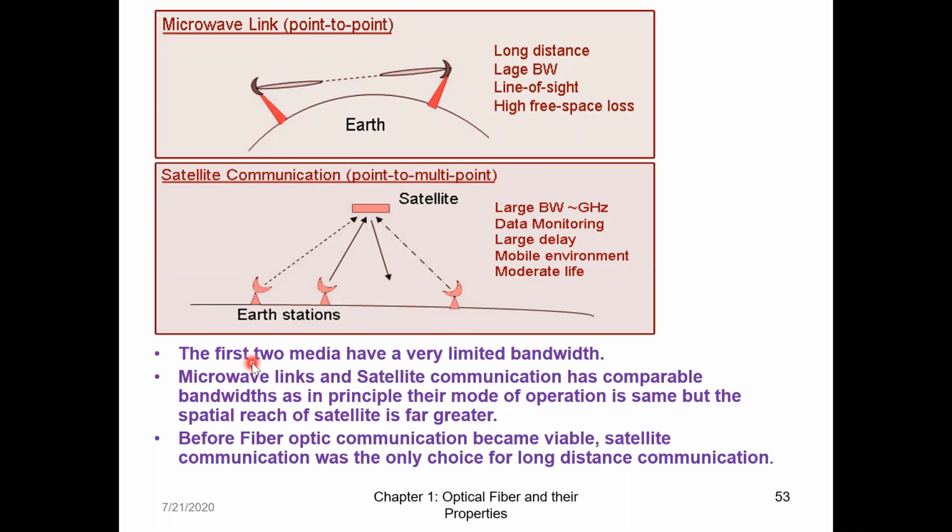So the first two media, coaxial cable and twisted pair, had limited bandwidth. Microwave link and satellite link have almost comparable bandwidth. In principle the mode of operation is the same, but the spatial reach of satellite is larger compared to microwave, which had line of sight. With 3 satellites, we can cover the entire globe. Before fiber optics came, the only long distance communication was satellite, but with fiber optics, we cannot say fiber optics will replace satellite. Both will remain. Okay, so I stop over here.